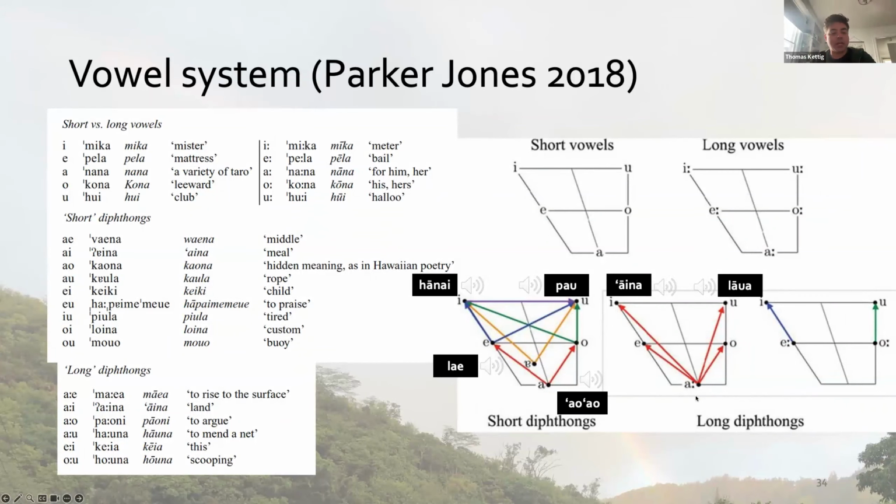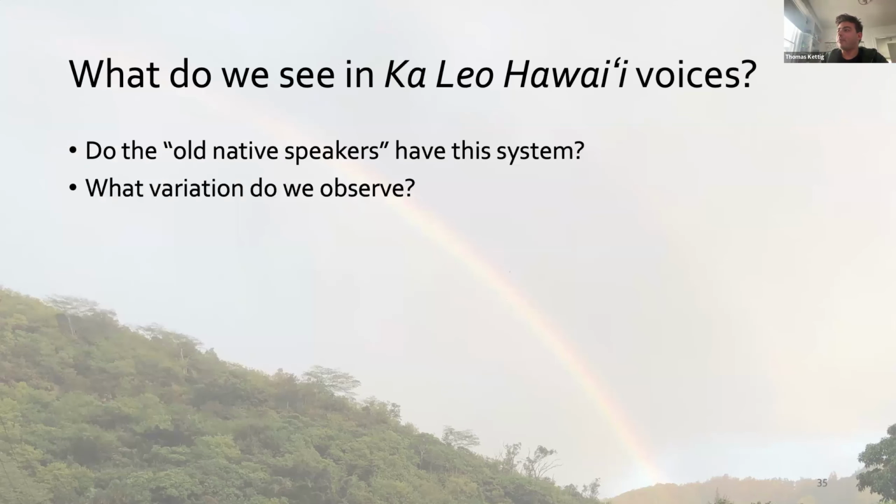So starting with my dissertation, I was thinking, okay, this is an interesting description and general overview of how the vowel system should work. What do we actually see when we listen to older native speakers and see how they implement these vowels? So when we look in the Ka Leo Hawaiʻi recordings of these old native speakers, what are their vowel systems and what sort of variation might we observe?